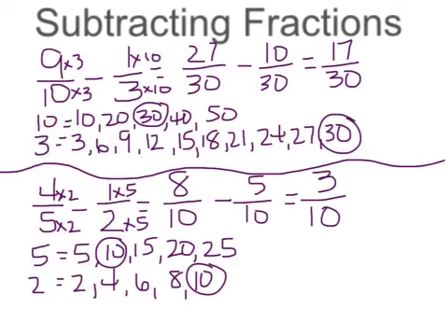Since 3 is a prime number and has no other factors other than 1 and itself, we know that this number is as simplified as it can be. 3 also does not go into 10, so that's another way that we know that we cannot simplify this fraction further. Our final answer for 4/5 minus 1/2 is 3/10.